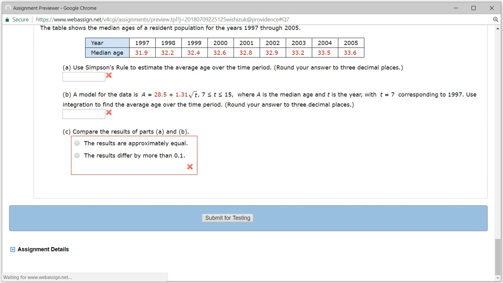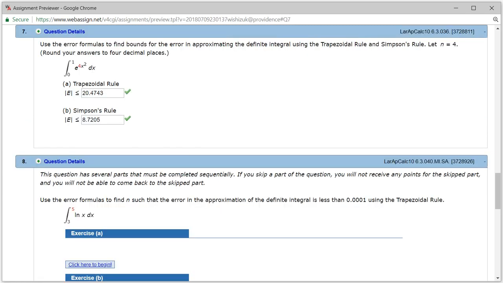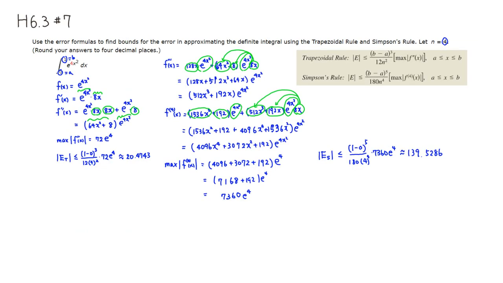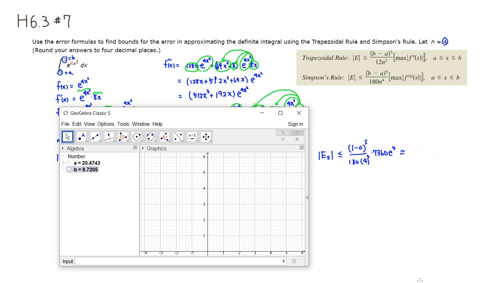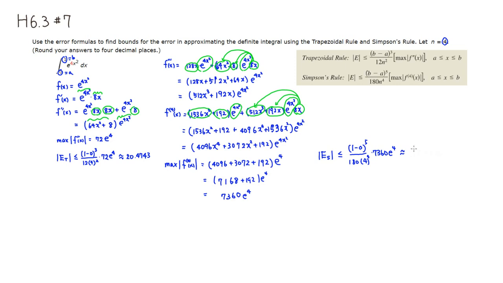Alright, it came back and looks like magically we got this one correct as well. Alright, that's it. I hope that this was clear. Actually, we have to change that, right? So this was 8.7205. Alright, that's it. I hope that this was clear.